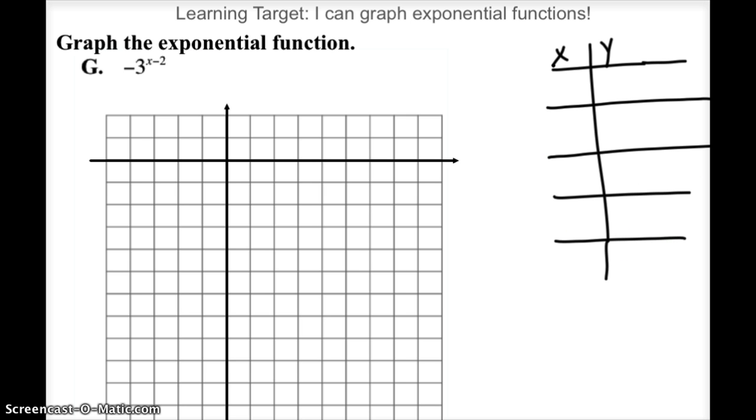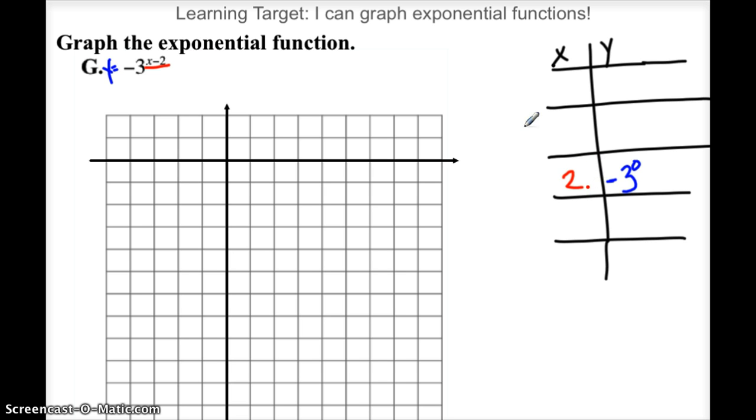Middle of the road, here's what I would like to find. Again, y equals this. I'd like y to equal the negative of 3 to the 0 power. So what did I plug into x minus 2 that made that turn into a 0? Well, if x were a 2, 2 minus 2 would be 0.